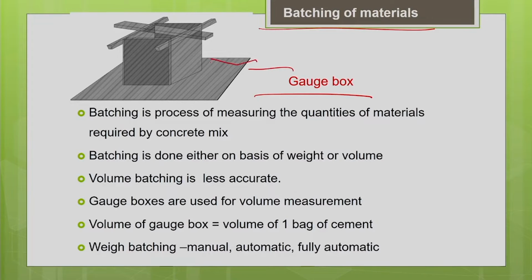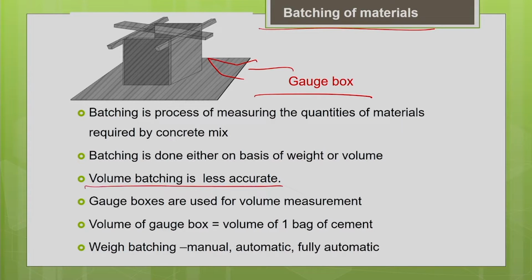Say they use these gauge boxes. These gauge boxes are standard wooden boxes or steel boxes. The volume of one gauge box is equal to the volume of one bag of cement. So they use this for the measurement of the ingredients of the concrete. But one thing to be noted is that volume batching is less accurate when compared to weigh batching.